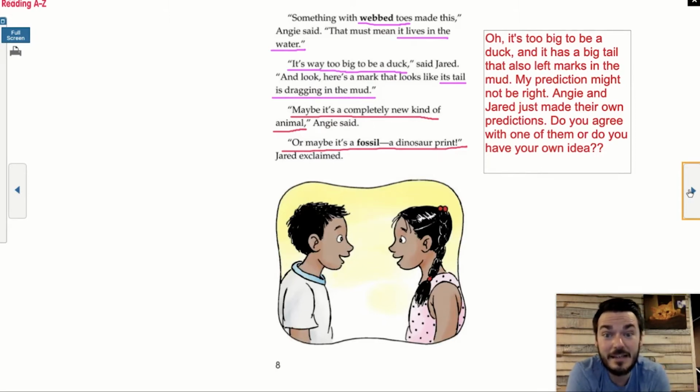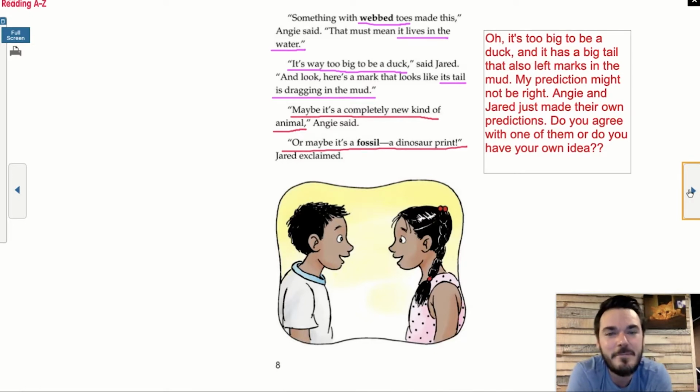"Something with webbed toes made this," Angie said. "That must mean it lives in the water." "It's way too big to be a duck," said Jared. "And look, here's a mark that looks like its tail is dragging in the mud." "Maybe it's a completely new kind of animal," Angie said. "Or maybe it's a fossil, a dinosaur print," Jared exclaimed.